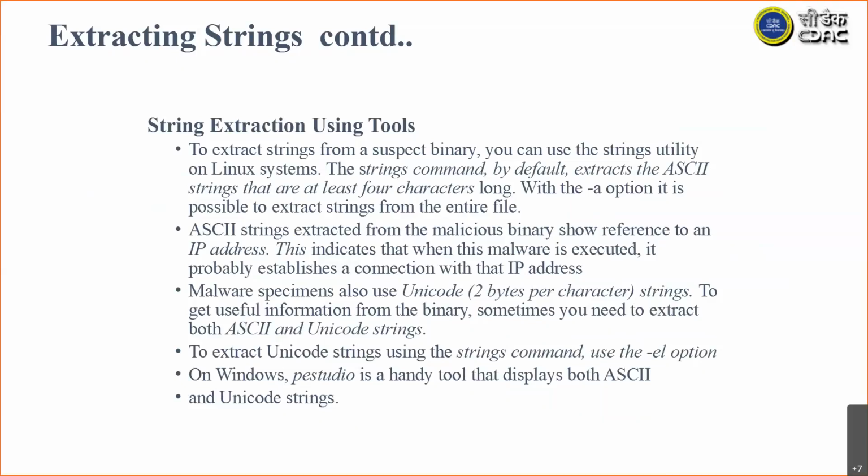Malware specimens also use Unicode strings, that is, 2 bytes per character, so to get useful information from the binary you sometimes need to extract both ASCII and Unicode strings. To extract Unicode strings using the strings command, use the -el option. On Windows, PE Studio is a handy tool that displays both ASCII and Unicode strings. So if you are using Windows, you can use the PE Studio tool.